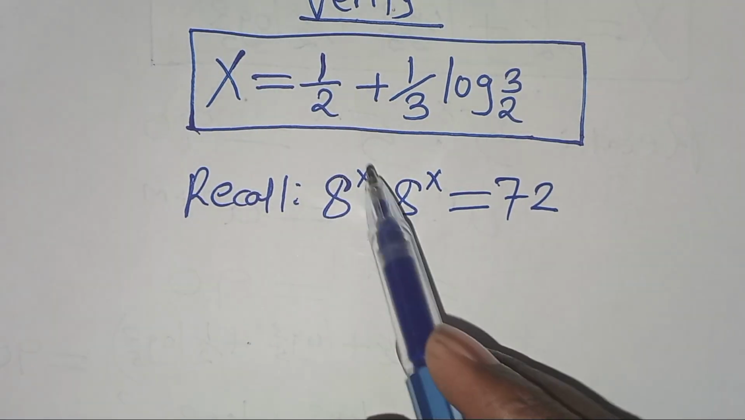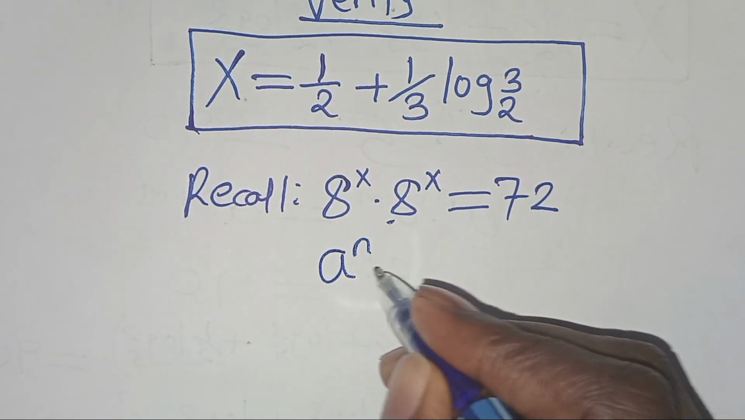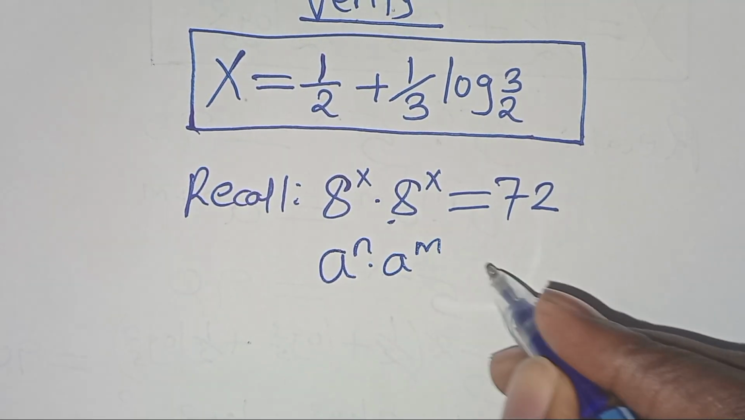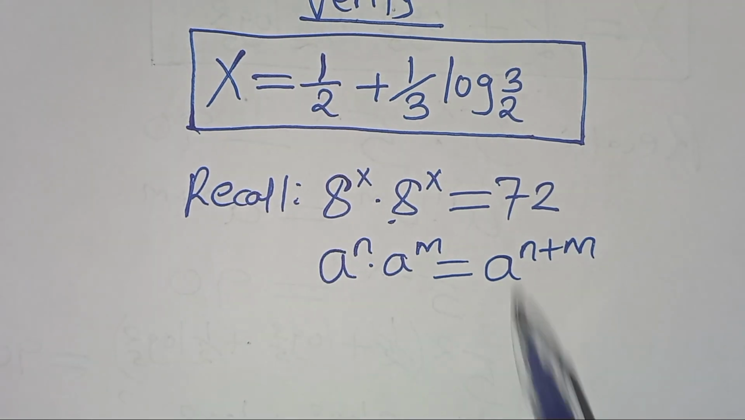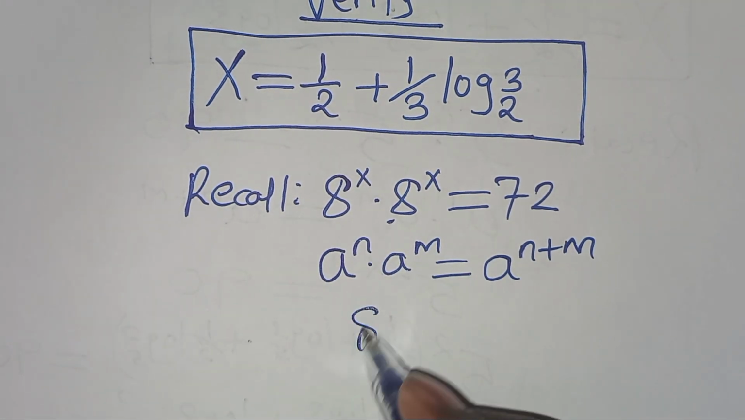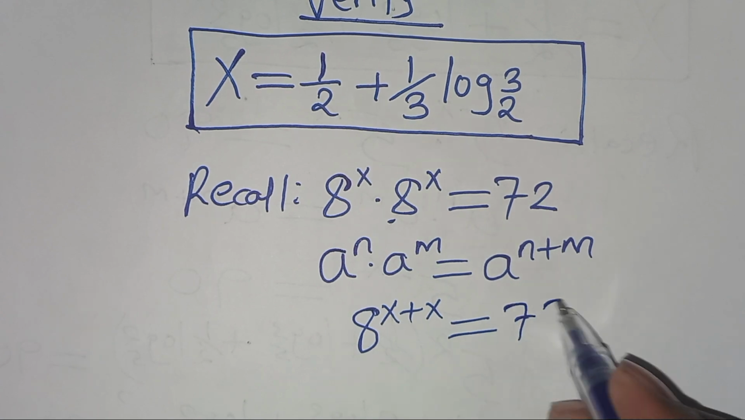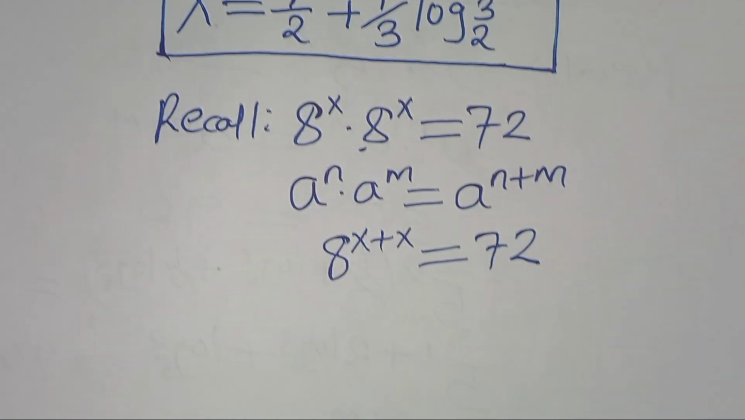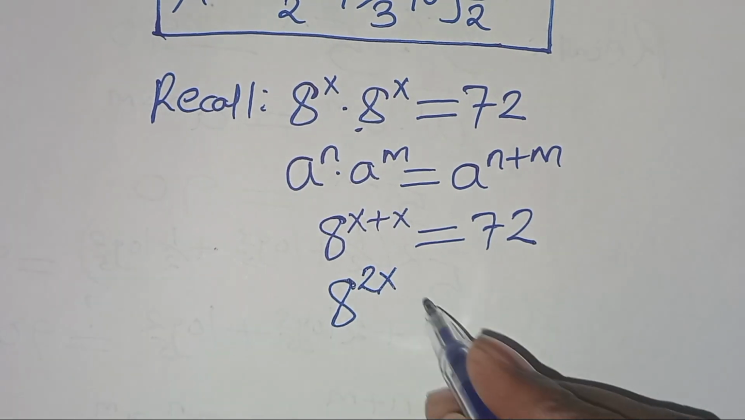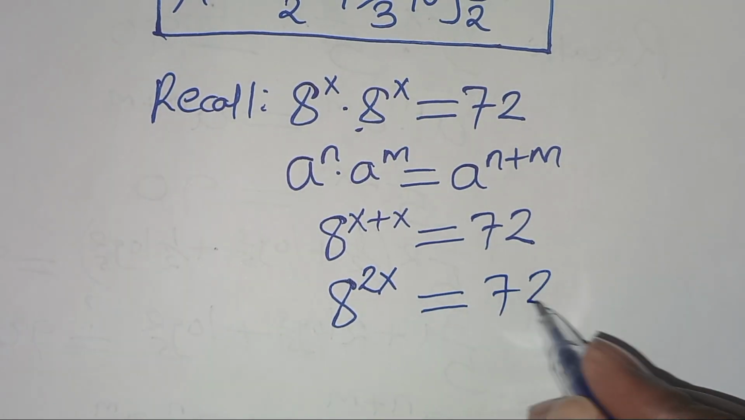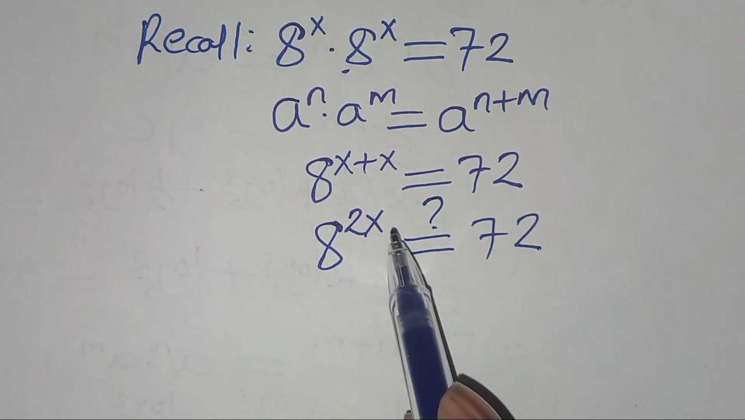Given that 8 to the power x times 8 to the power x is in the form of a to the power n times a to the power m, which you can express as a to the power n plus m, this is the same thing as 8 to the power x plus x, and this should give us a value of 72. So this follows that here we have 8 to the power 2x. This should give us a value of 72. Let's check if this is true. Let's substitute the value of x here.